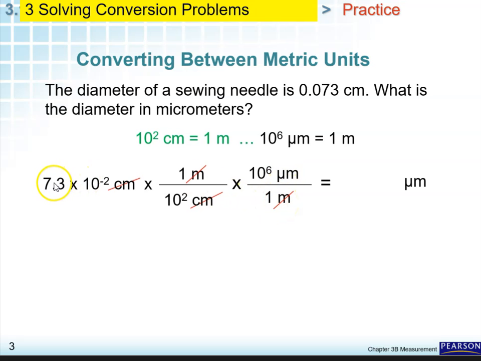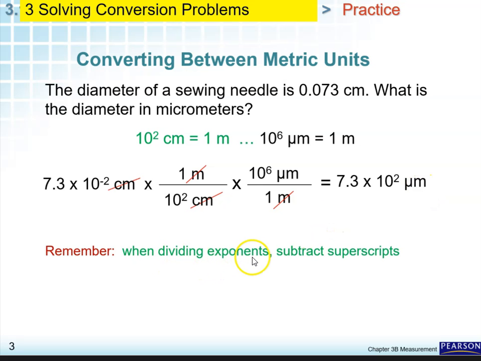We have 7.3 times 10 to the minus 2 divided by 10 to the second. And again, multiply by 10 to the 6th. So when you multiply exponents, you add the superscripts. So 6 plus a minus 2 is 10 to the 4th. Then when you divide exponents, you subtract the exponents. 10 to the 4th divided by 10 to the 2nd is 10 to the 2nd. So our final answer is 7.3 times 10 squared micrometers. And just as a reminder, when you're dividing exponents, you subtract the superscripts. When multiplying exponents, you add the superscripts.